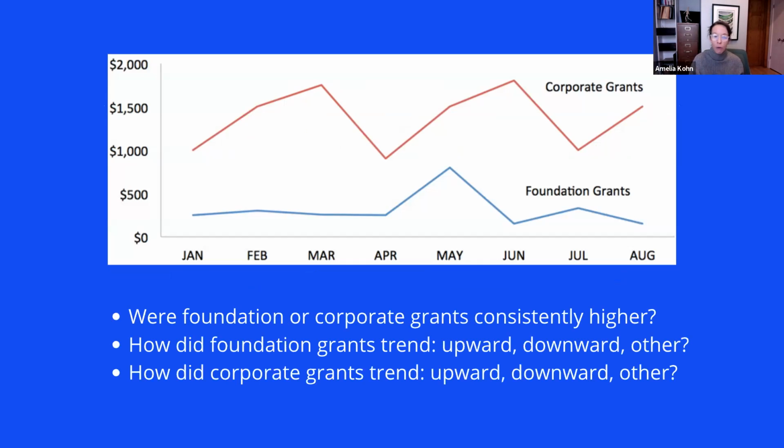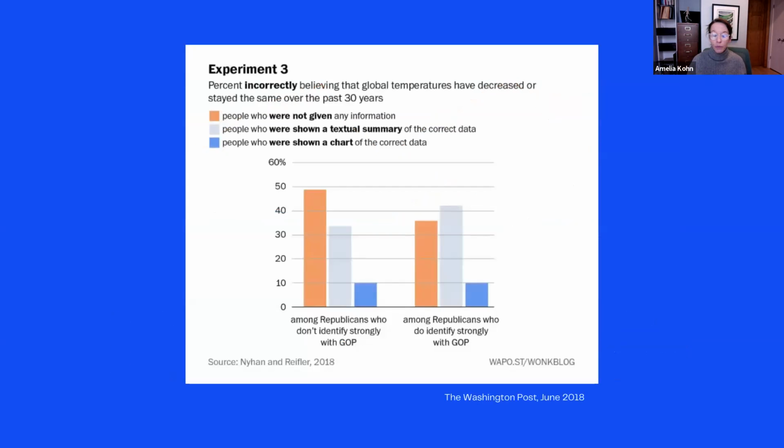We can see right away the corporate grants were consistently higher than foundation grants. That foundation grants were pretty flat over time, except for that spike in May. And then we can even see a pretty complex pattern among the corporate grants over time, sort of an up, up, down pattern across each quarter. That would be particularly difficult to detect looking at a spreadsheet.